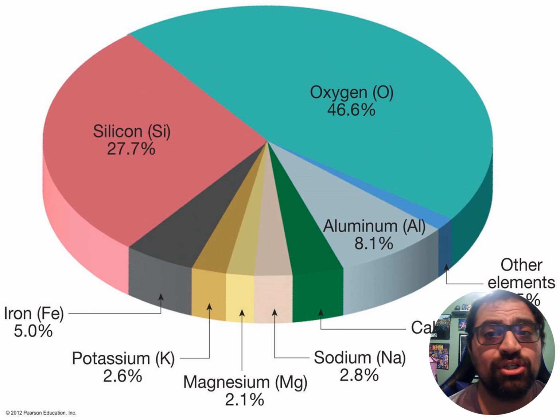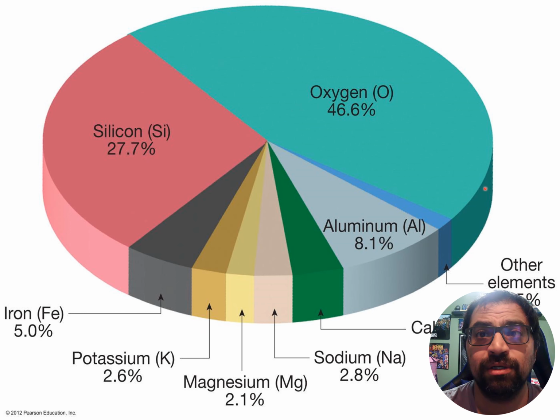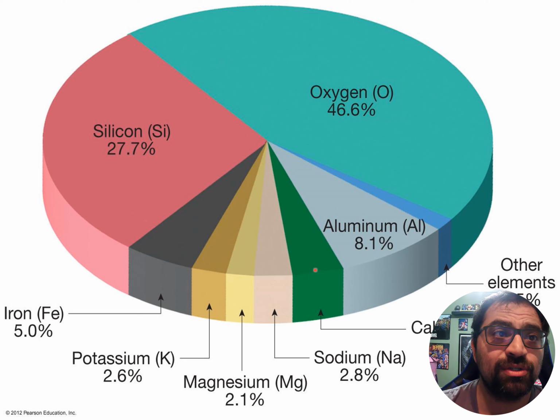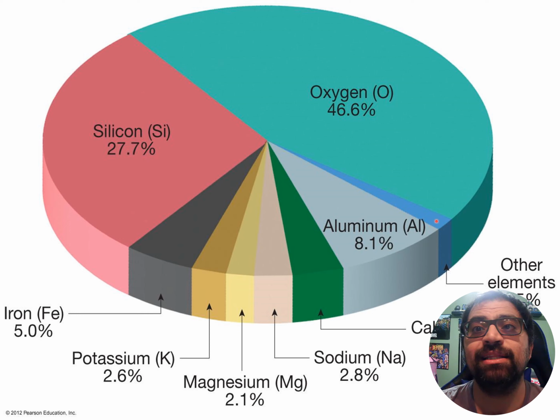Okay, so if you're looking at this chart here on the screen, what you're going to be seeing is a typical pie chart detailing what you have. So here you have oxygen that makes up a large percentage of the crust, almost 50% at 46%. Silicon's over here, making up about 27-28%. Then you've got iron, potassium, magnesium, sodium, aluminum, and then your other elements is this tiny little sliver right here.